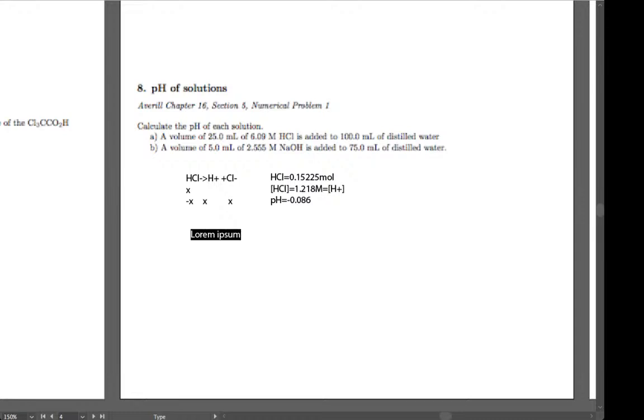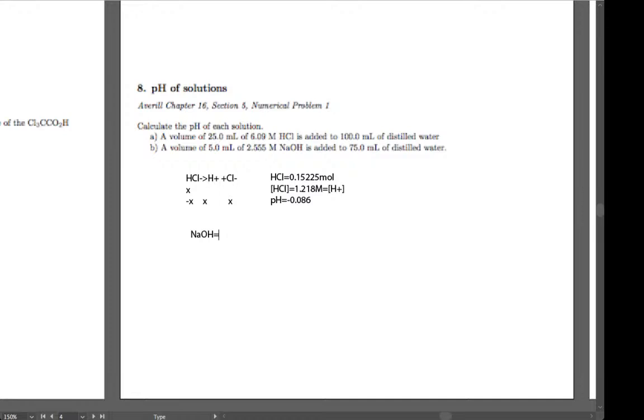For part B, it is the same thing: NaOH would fully dissociate into Na plus and OH minus. The concentration would be the same for NaOH and for the OH minus. But let's first find out how many moles of NaOH we have here. So 2.555, multiply that by 0.005. Let's do that.